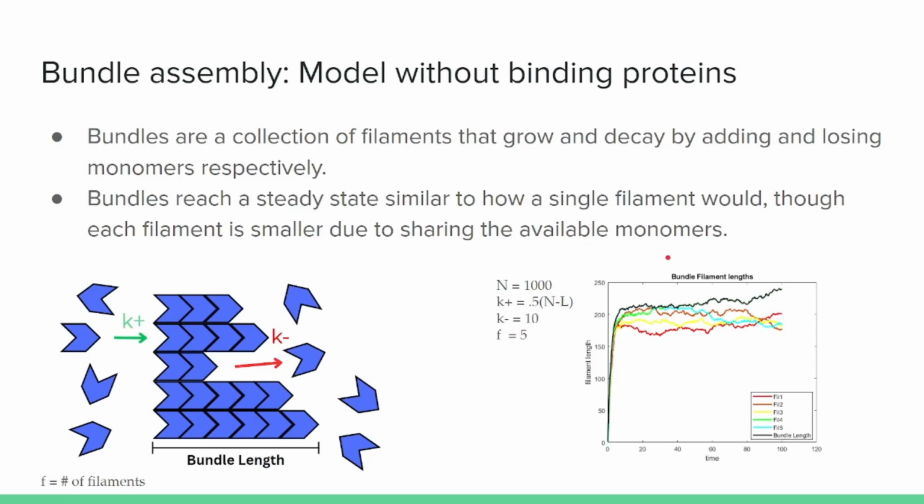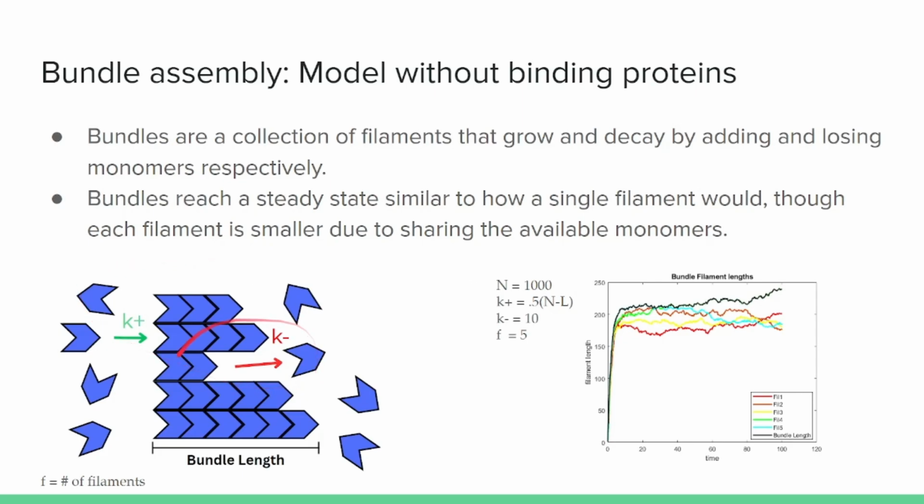Next, the bundle assembly without binding proteins. So bundles are a collection of filaments that can grow and decay by adding and losing monomers, respectively. They can grow and decay from any filament along the bundle, and they reach a steady state similar to how a single filament would, though each filament tends to be smaller due to sharing the available monomers.